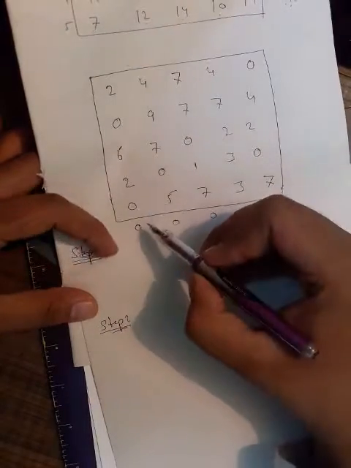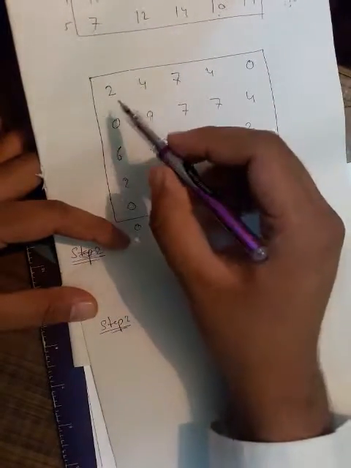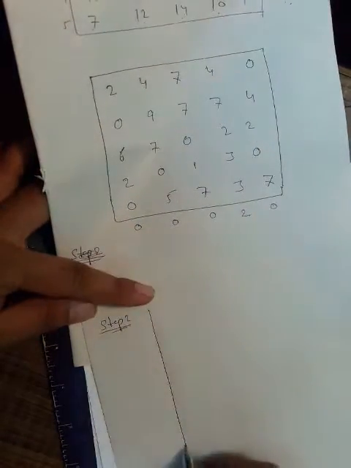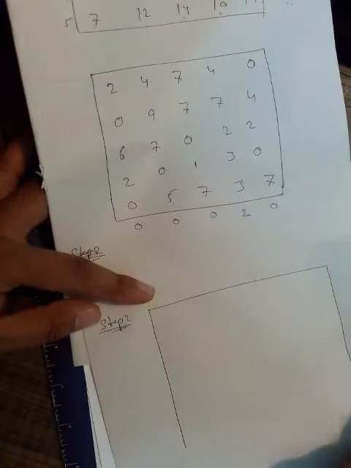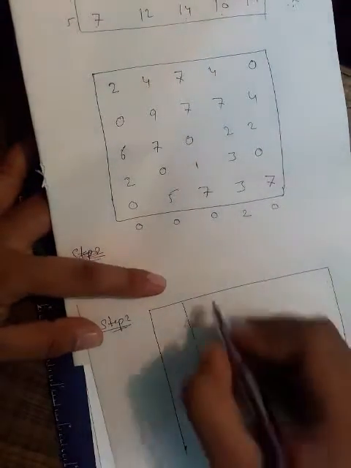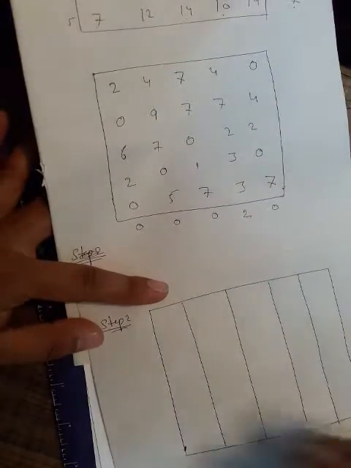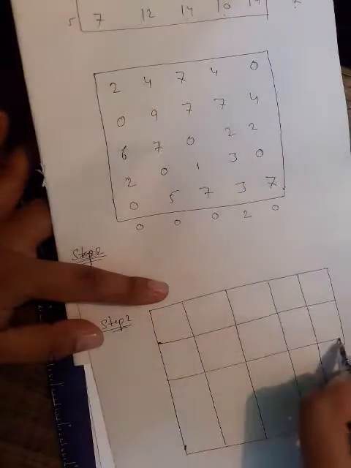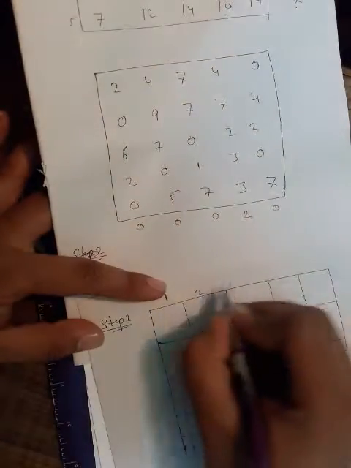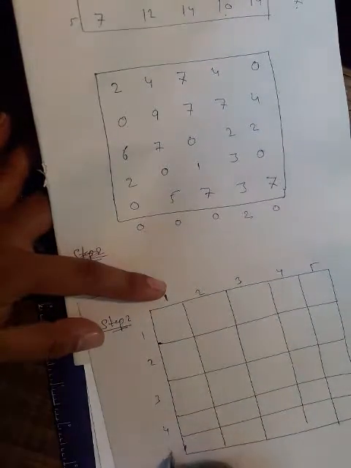you have to subtract the minimum value of the column from the respective column. From all the elements of the column you have to subtract this minimum value. So we will again get the new matrix. This is 1 2 3 4 5, 1 2 3 4 5.